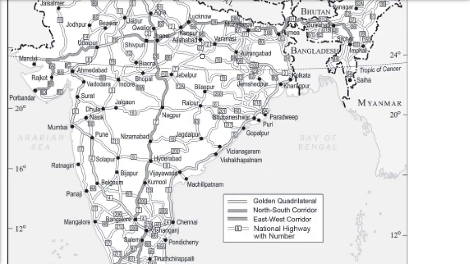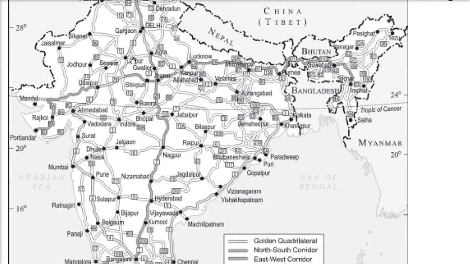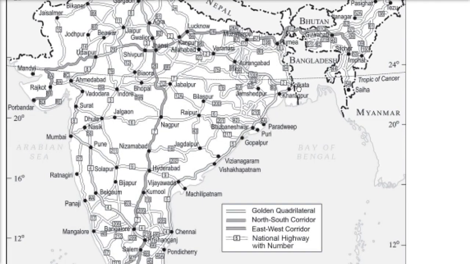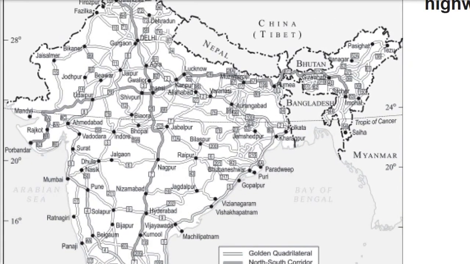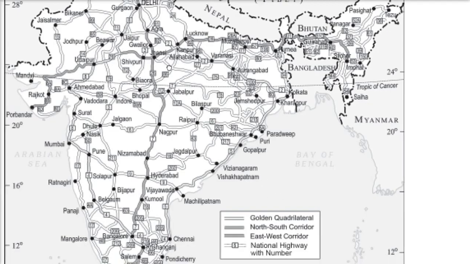Then I'll show you the golden quadrilateral. This is Delhi, right? We start from Delhi, and this road comes up to Mumbai. This is one side of the quadrilateral. Then Mumbai to Chennai is another side. Then Chennai to Kolkata is the third side. And then Kolkata again back to Delhi. So this is the golden quadrilateral. It has four sides, and it is connecting the four major cities of the Indian region. Then all these others, if you see, are all NH, National Highways with numbers.